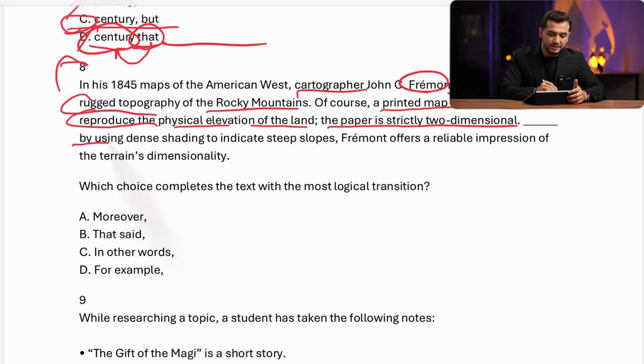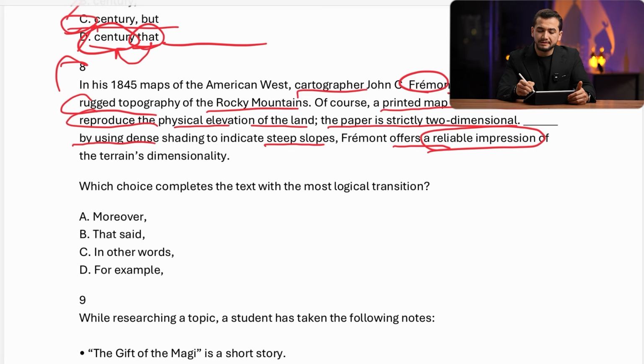Next part. By using dense shading to indicate steep slopes, Fremont offers a reliable impression. You see the change here in the tone? In the previous sentence, they were talking about how limited it was. Kind of disadvantage, right? But in the next sentence, they're talking about positive mode, like how it was reliable actually, how it offered reliable impression. So we have negative tone and positive tone, so it's contrast. So you just have to choose from the options contrast here.